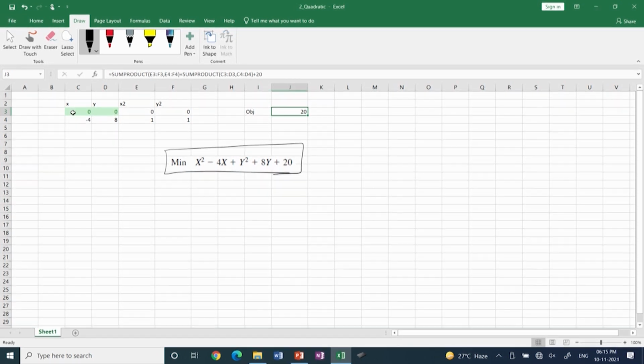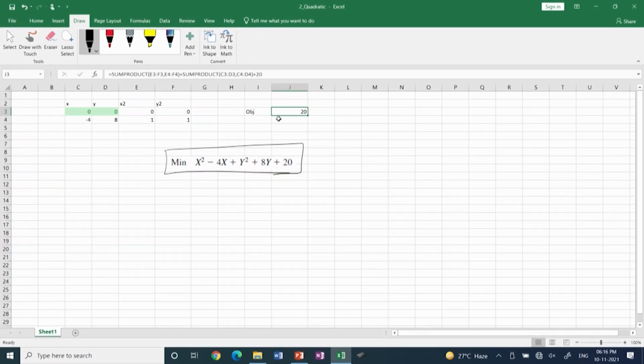So, if I click C3, that is the cell where I am going to get the value of x. Similarly, D3 is the place where I am going to get the value of y. Now, if I click on E3, that is the square of x, that is C3 square. Similarly, F3 is D3 square, that is nothing but the value of y square. But there is one constant also, 20. Now, I am going to incorporate this 20 into my objective function.